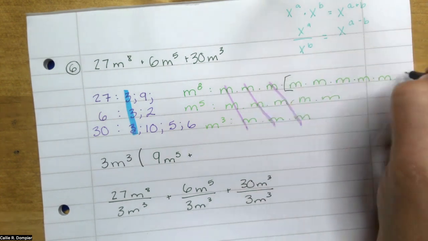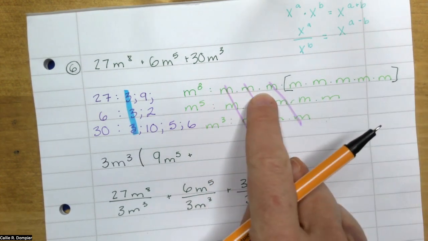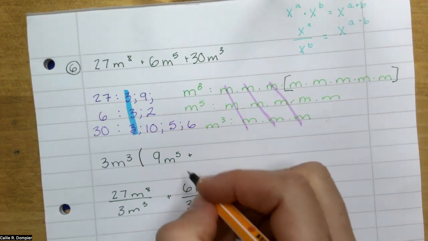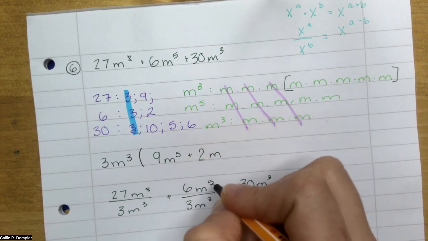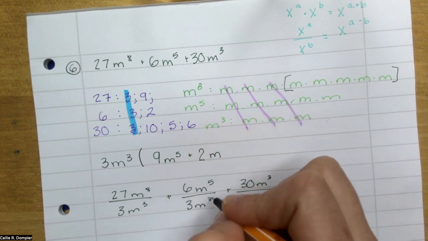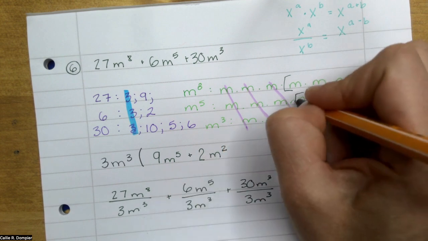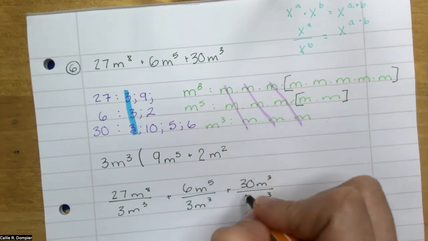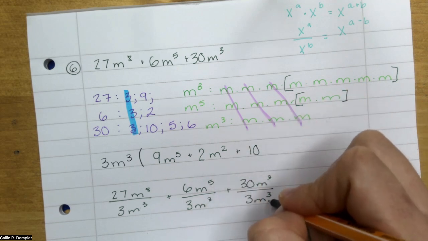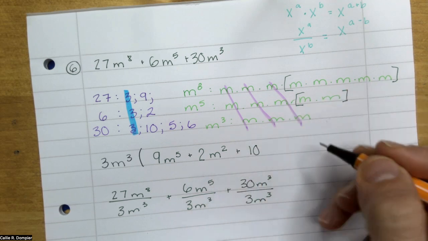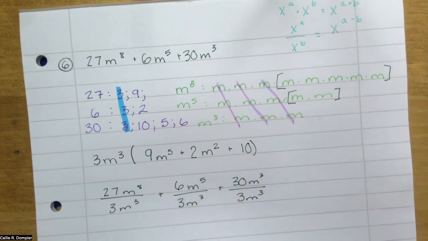Or I knocked out 3 out of the 8. I have 5 left over. 6 divided by 3 is 2. M to the 5th divided by m to the 3rd. 5 minus 3 is 2, or there's 2 left. And 30 divided by 3 is 10. M to the 3rd divided by m to the 3rd doesn't leave me with any m's, so it's done. So that is the factored form of 27m to the 8th plus 6m to the 5th plus 30m to the 3rd.